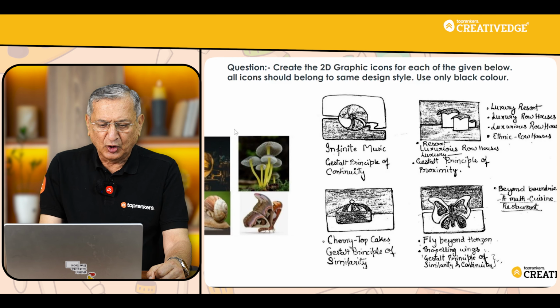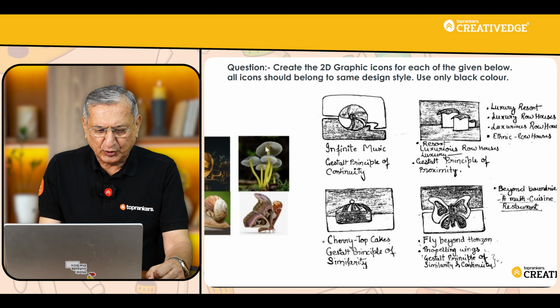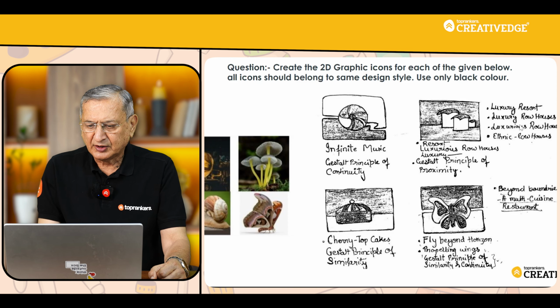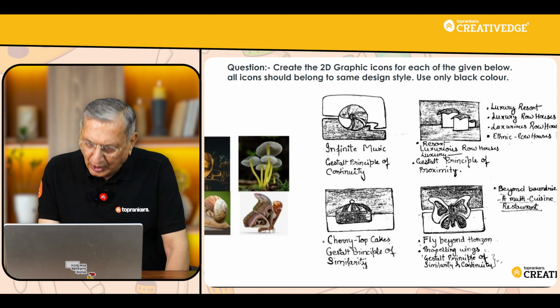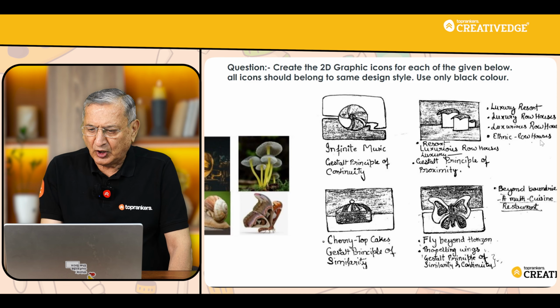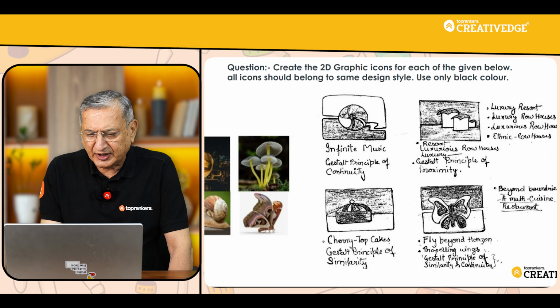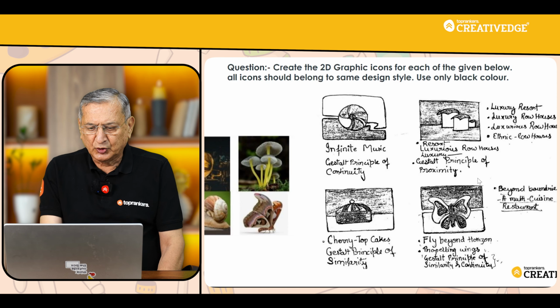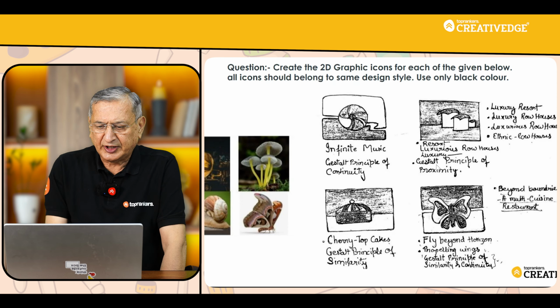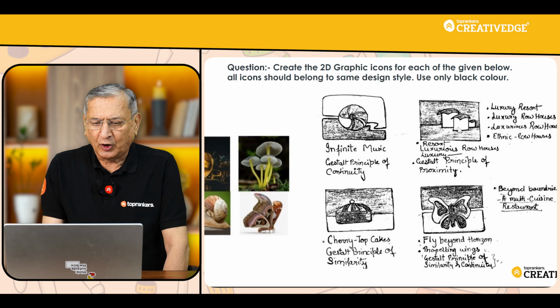In the second logo, where you see a lot of mushrooms growing up, here was the logo which could be used for a company like luxury resort, luxury row houses or ethnic row houses. The Gestalt principle used in this was that of proximity, that is bringing the houses near to each other, almost overlapping.